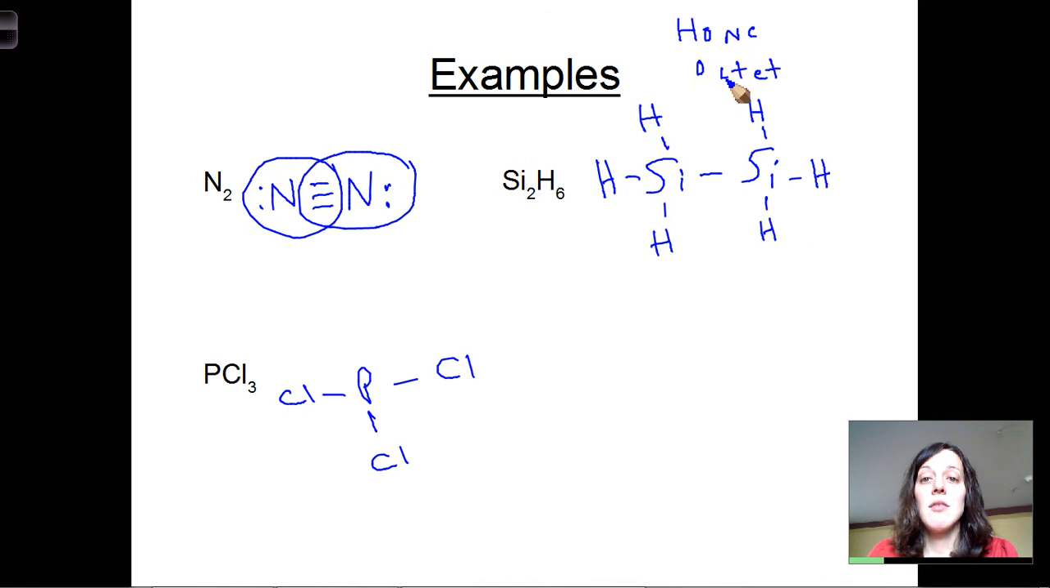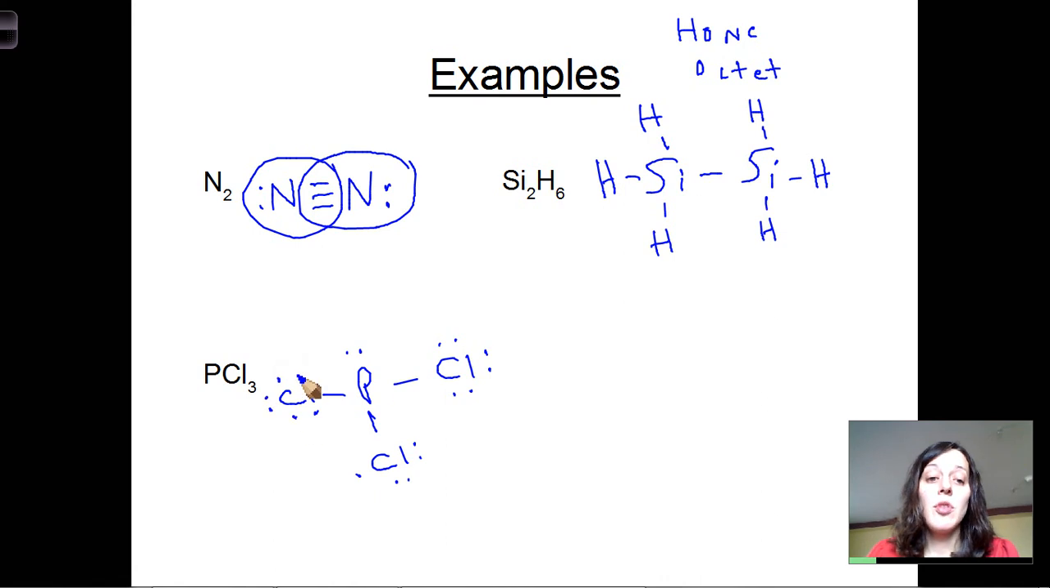Now for the octet rule, they each need 8. Phosphorus right now has 2, 4, 6, so we're going to give it 1 lone pair. Each chlorine only has 2. So we need to give it 3 sets of lone pairs for a total of 6 electrons that are not being shared.